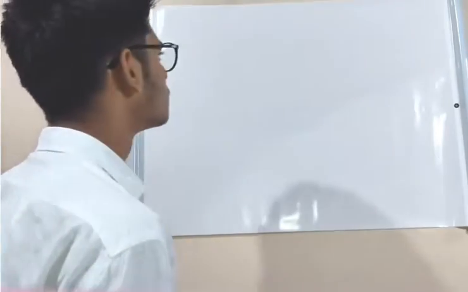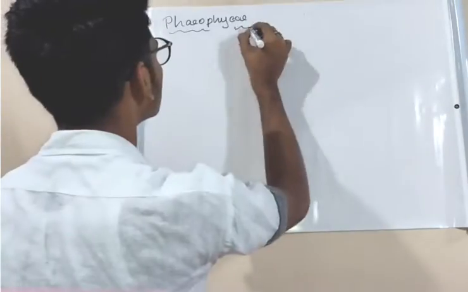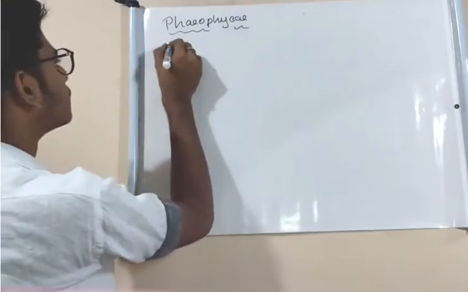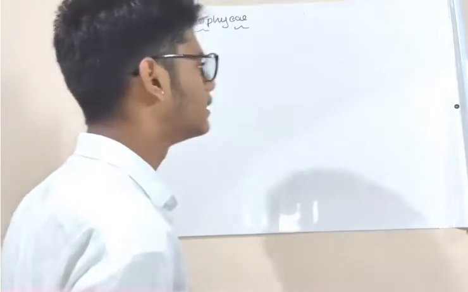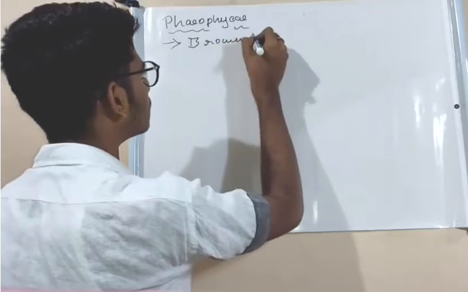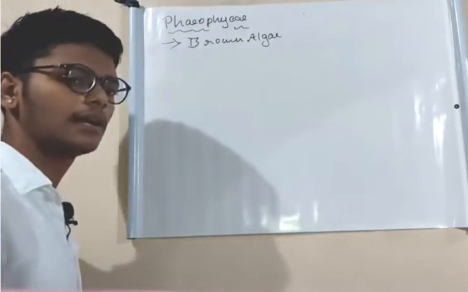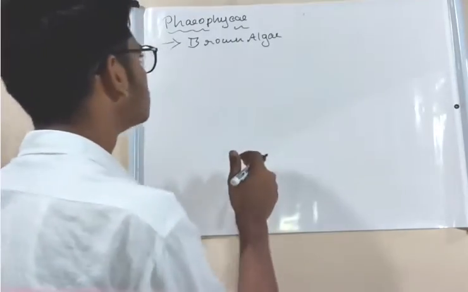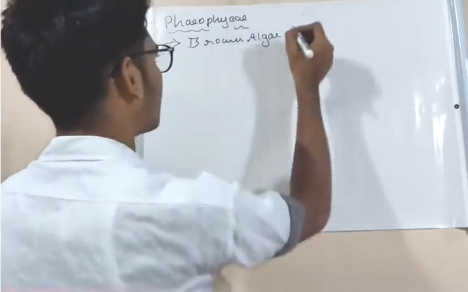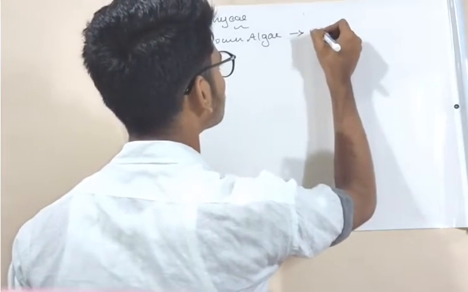In the previous session, we saw about Chlorophycea, that is commonly known as green algae. So the next type of algae is brown. Phaeophyceae is generally known as brown algae. In the different types of algae, we have seen green algae, brown algae and red algae.